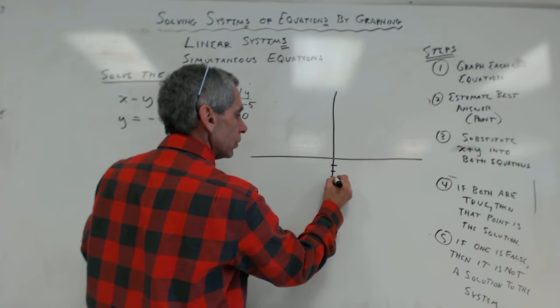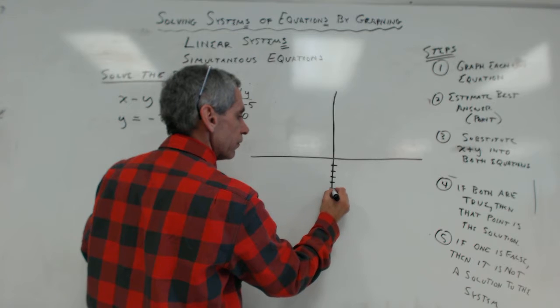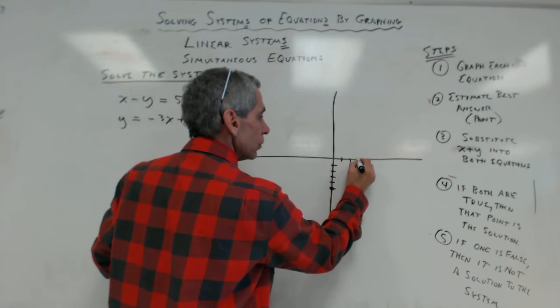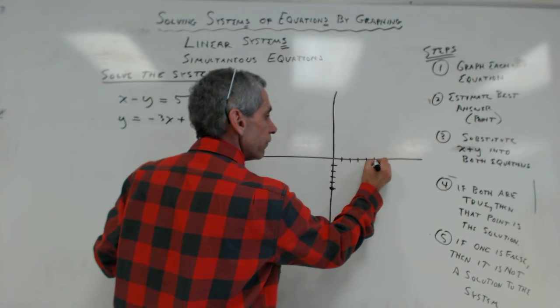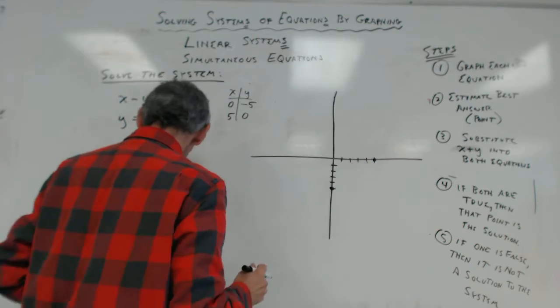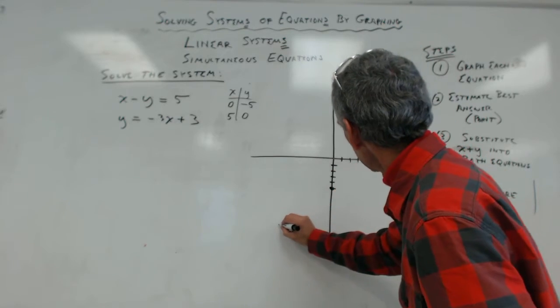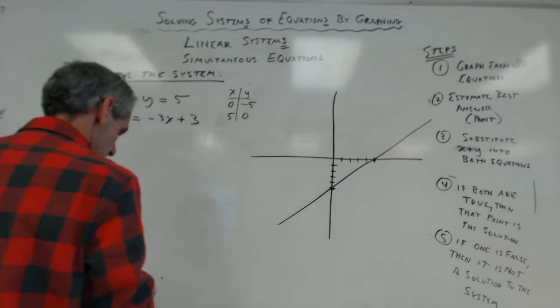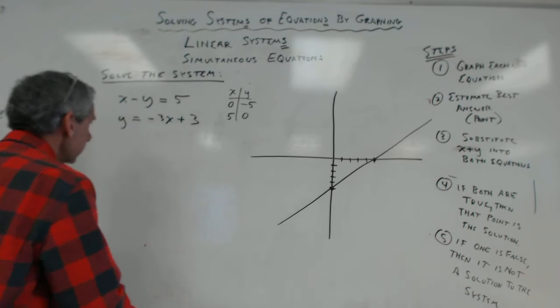1, 2, 3, 4, 5. Okay, and then 5, 0. 1, 2, 3, 4, 5. Boom. And I've got to draw a straight line. It's going to be about that. All right, we'll use another color for the next one.